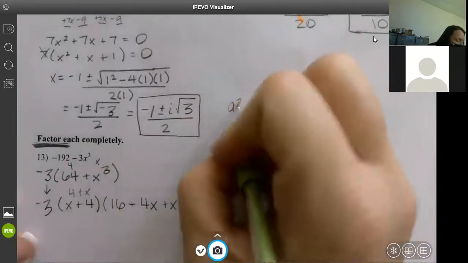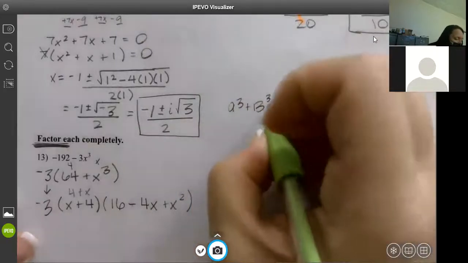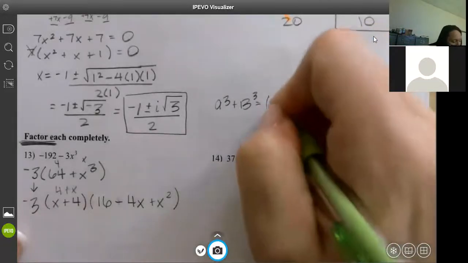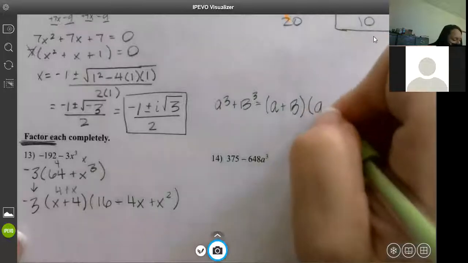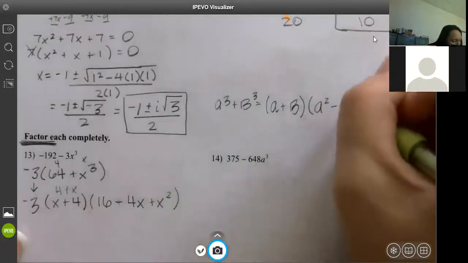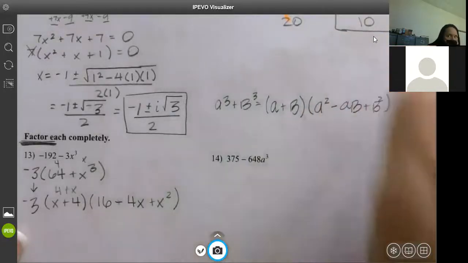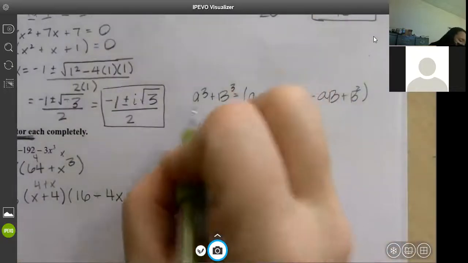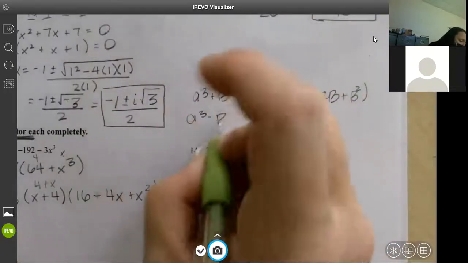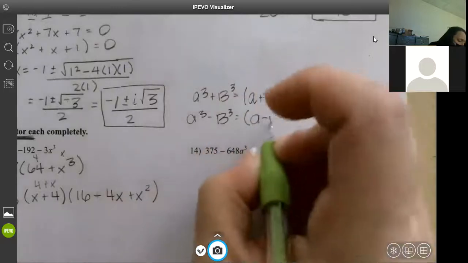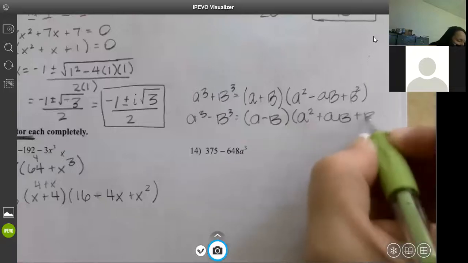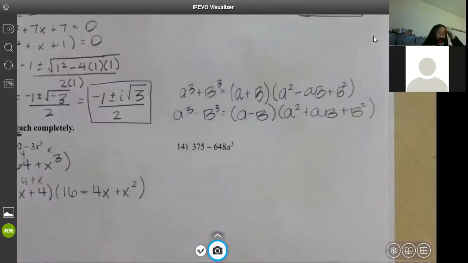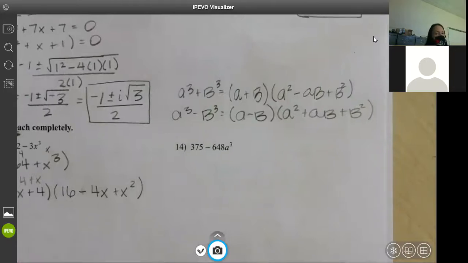So again, if you have a cubed plus b cubed, it's going to be the same as the problem. Square the first, change the sign, multiply them together, square the last. If it's the opposite way or it's a minus, it's going to be a minus b to start with, then a squared plus ab plus b squared. So there's your two formulas for those. Again, if you can take out a GCF, please take out a GCF.